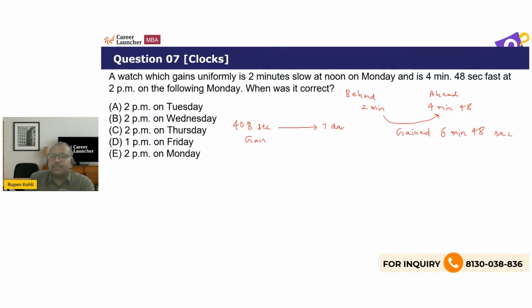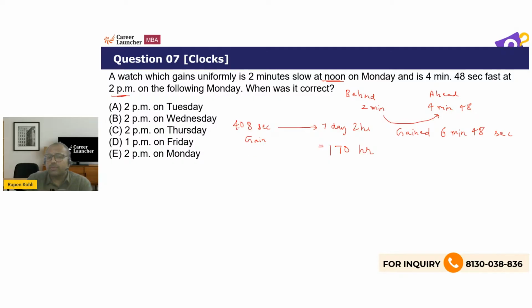7 days, 2 hours, because noon on Monday and then again noon on Monday and then 2 hours down the line. 7 days is 24 into 7, 168 hours plus 2 hours. This is 170 hours. So now you understand the relationship or the ratio, right? 408 seconds gained in 170 hours.